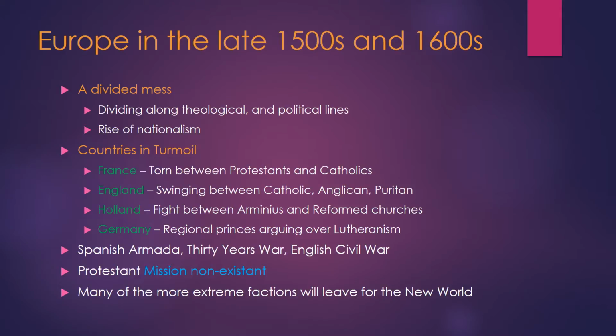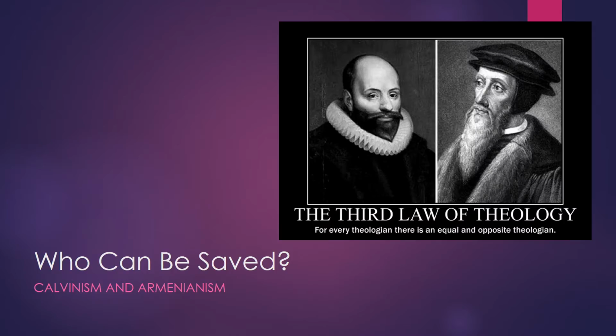And in the midst of all this, many of the more extreme factions will leave for the New World. The Puritans, the Quakers, the Hutterites, the Mennonites. They're all going to leave for the New World. And it's in the middle of this mess that we find Arminius and the German Lutheran Pietists.